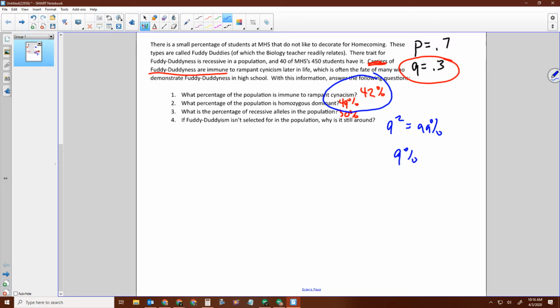And another thing that we could mention with this problem as well, carriers of this are immune to this. Why is that? It probably has to do with that idea that we talked about, the heterozygous advantage. So that's another thing that you could be looking for on a problem like this.